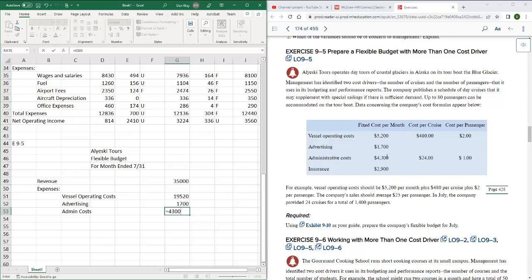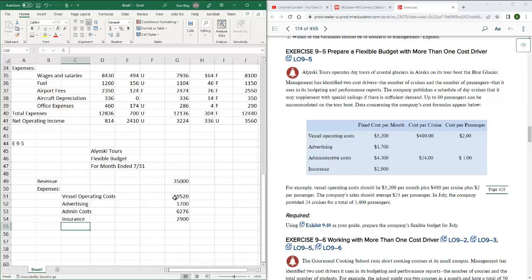$4,300 was the fixed piece, plus $24 per cruise times the 24 actual cruises we conducted, plus $1 per passenger, and again we had 1,400 total passengers in this month. So there's our admin cost, $6,276. Finally, we had insurance. Looks like that was fixed, $2,900. So again, we don't flex that in the flex budget, just leave it at $2,900.